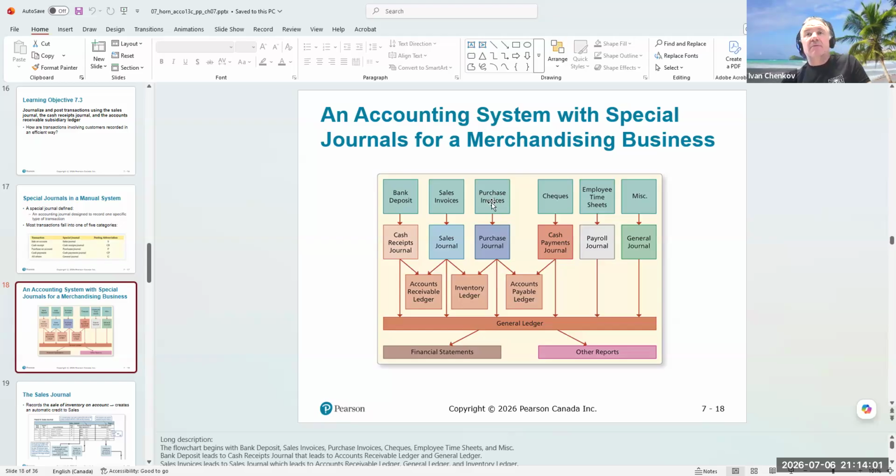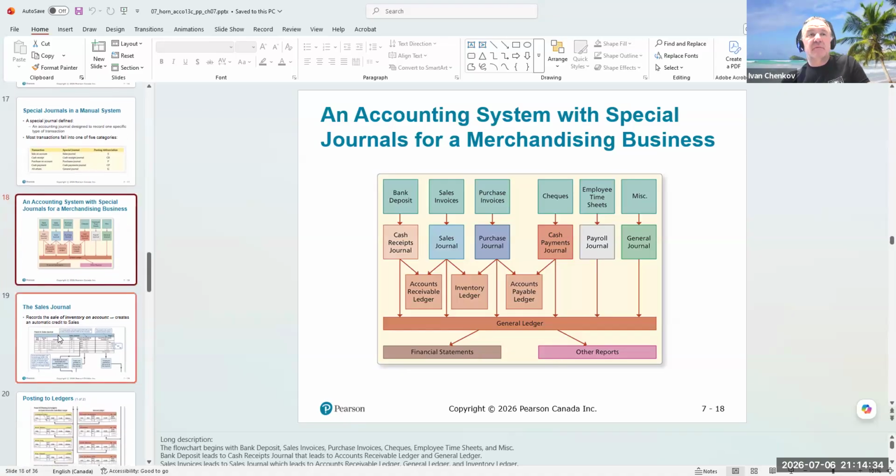Then we're going to have purchases. A purchase is going to involve the purchase journal. The purchase journal is going to update the inventory and accounts payable. Once we pay, the payment is going to update accounts payable. We're going to clear the accounts payable. Payroll is payroll, and it goes directly to the general ledger. Anything else is going to go to the general journal. And from the general journal, you're going to prepare the financial statements and any reports that people may need.